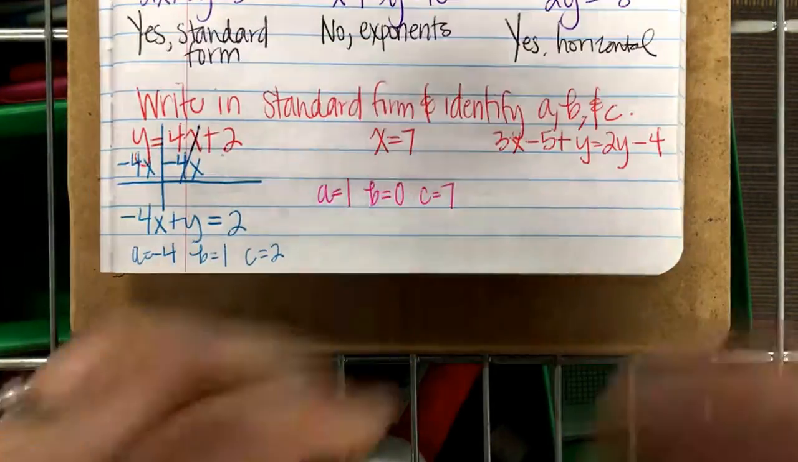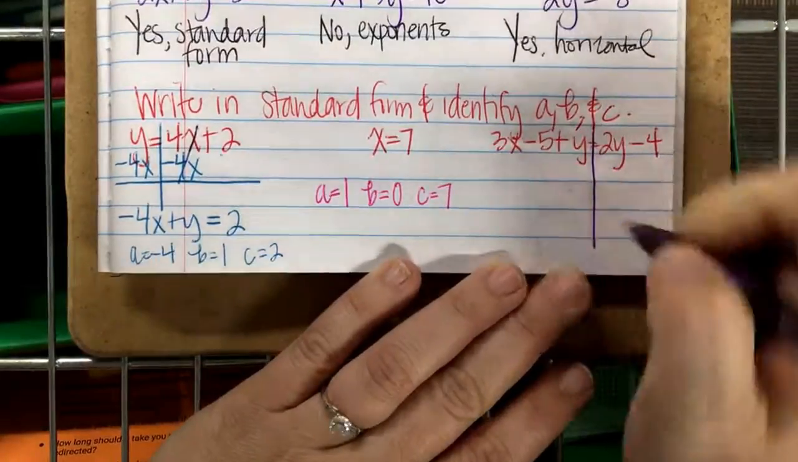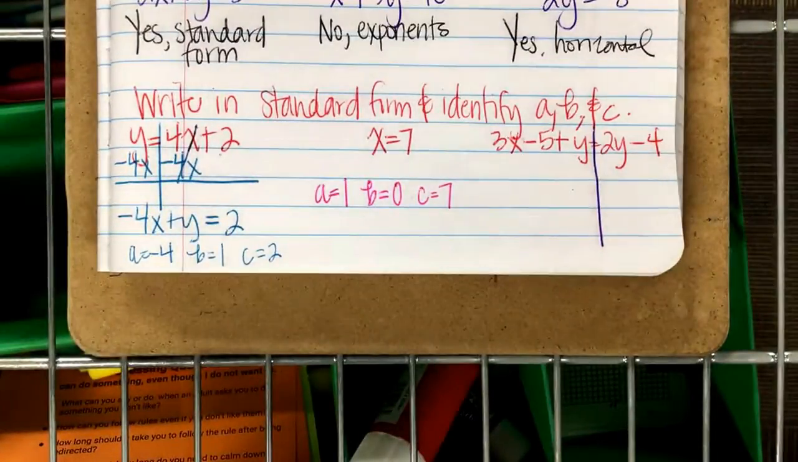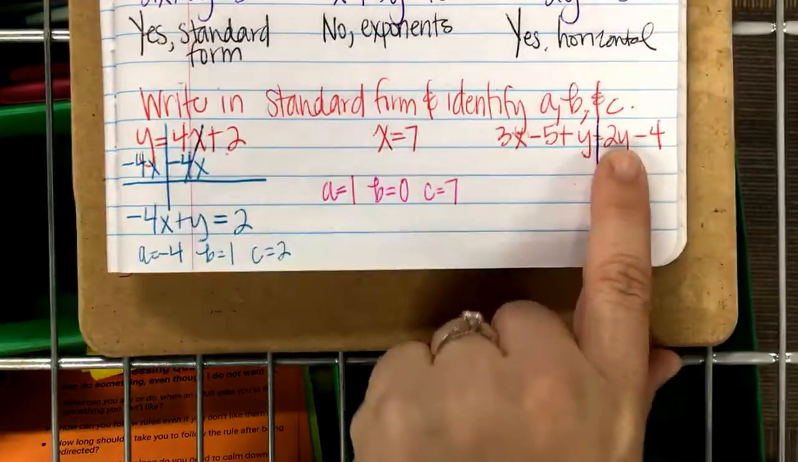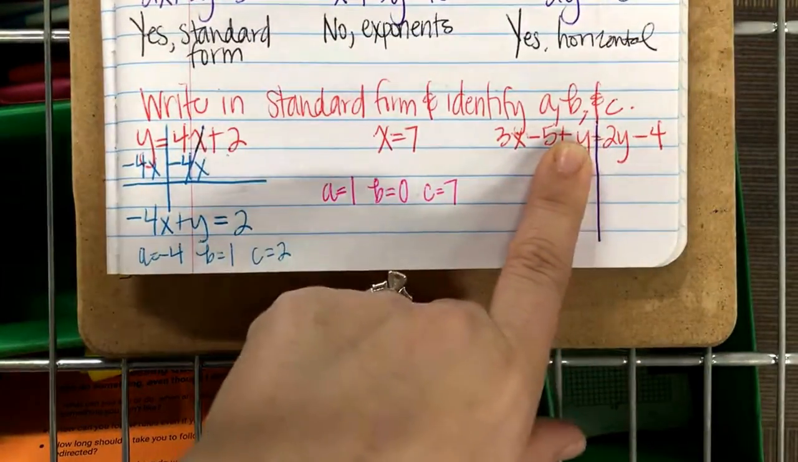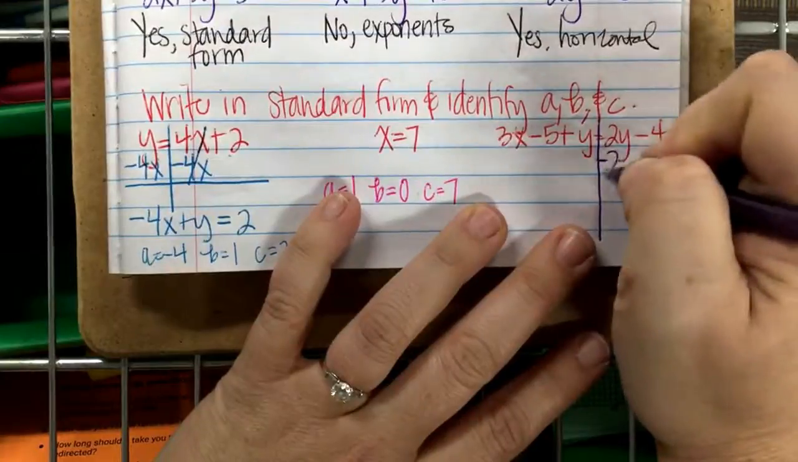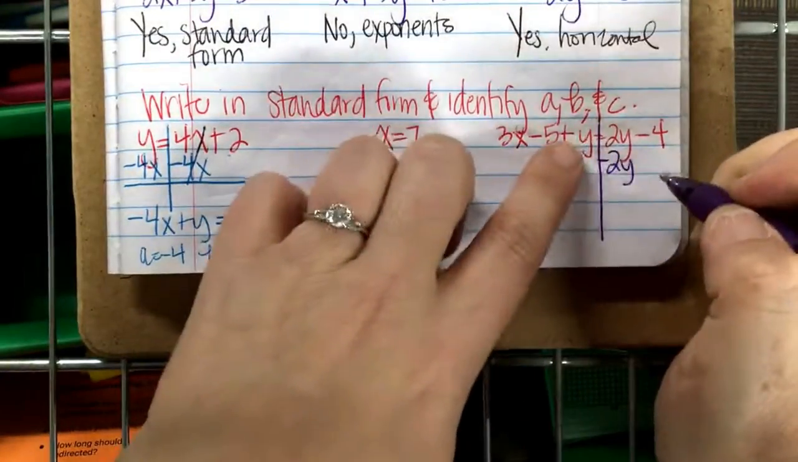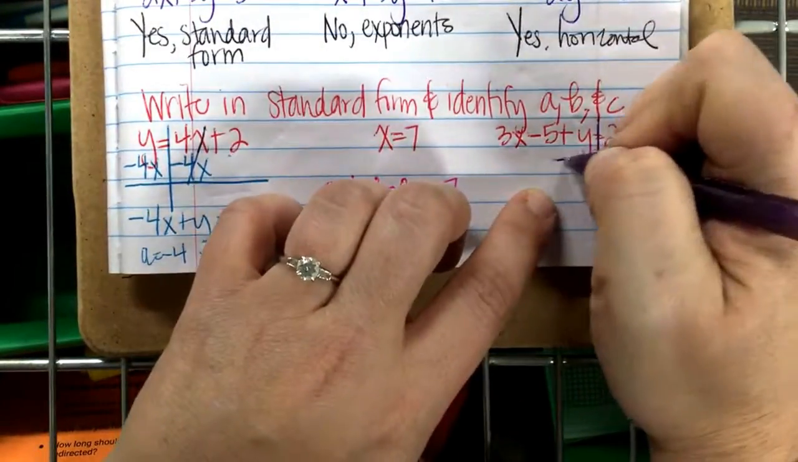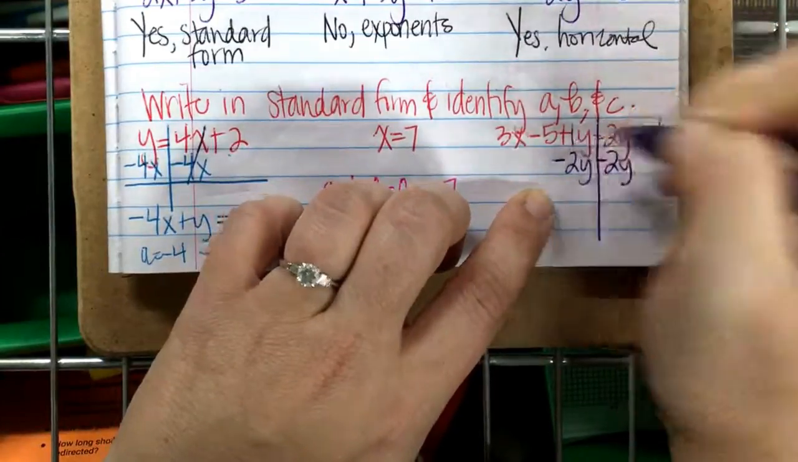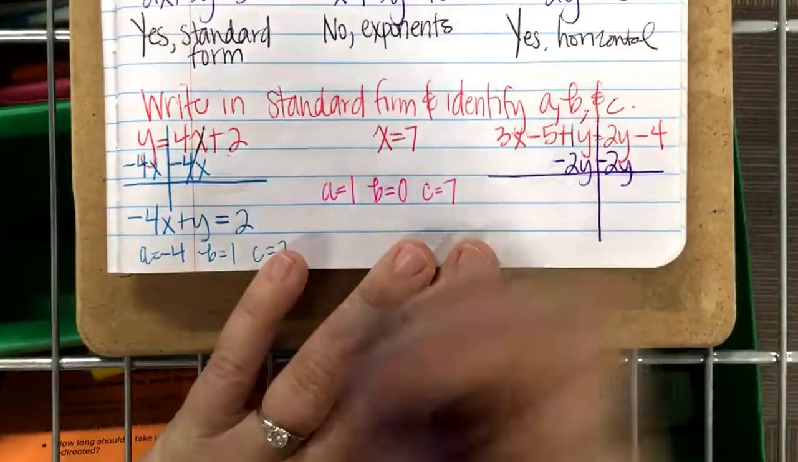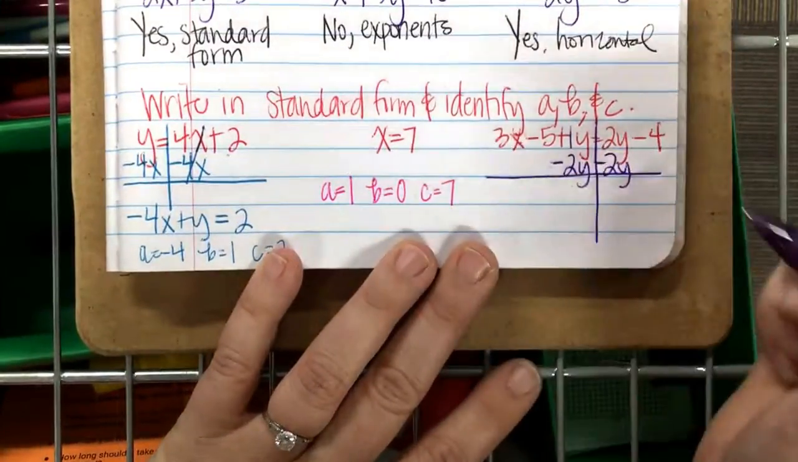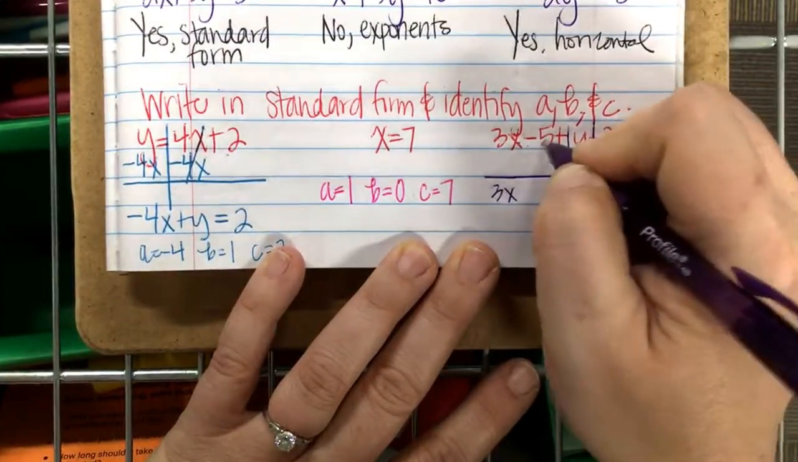Last one, lots of work to do. What should we move? We need x and y on the same side. Okay, let's move this 2y over here. Does that sound good? Minus 2y. Oh, and I can put it with this one, right? Minus 2y, because that's a 1. Yes? What do we get when we simplify? Does the 3x change? Does the minus 5 change?